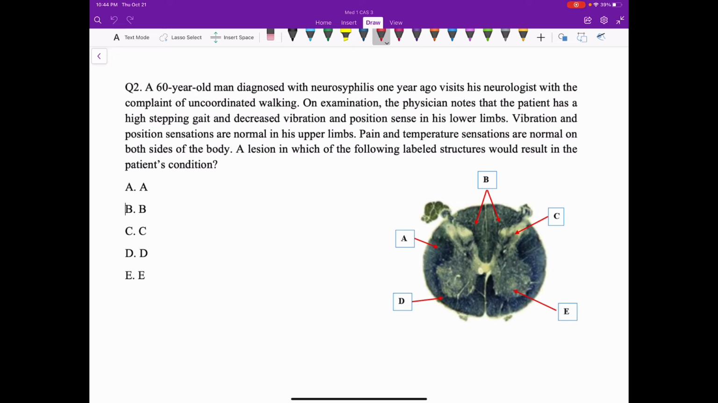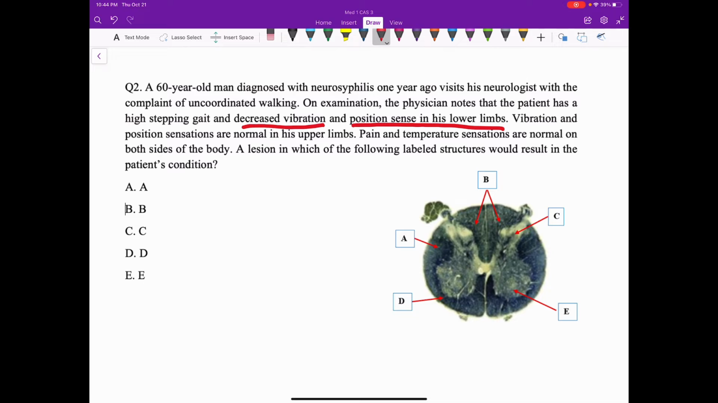Alright, so quick question. A 60-year-old man diagnosed with neurosyphilis 1 year ago visits his neurologist with a complaint of uncoordinated walking. Alright. On examination, the physician notes that the patient has a high stepping gait and decreased vibration and position sense in his lower limbs. Alright, so what is relevant so far? Vibration, position sense in his lower limbs.